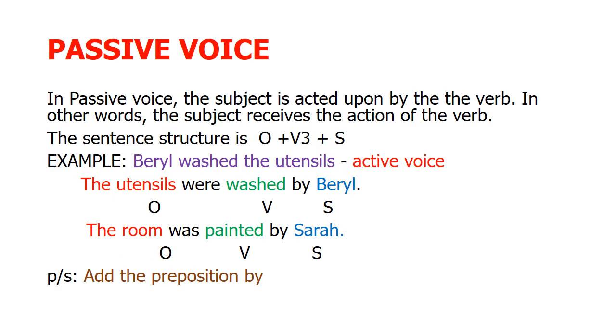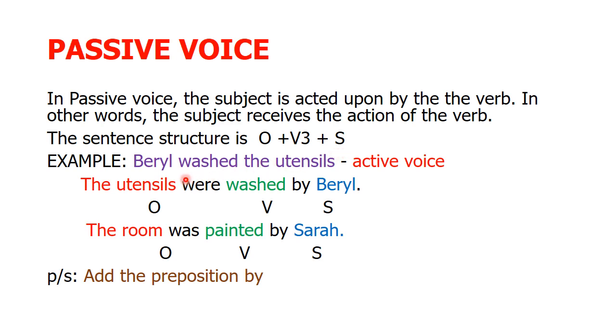Passive voice. In passive voice, it is the form of the verb in which the subject is affected by the action. In passive voice, the subject is acted upon by the verb. In other words, the subject receives the action of the verb. The structure of a sentence that is in passive voice is object followed by the third form of the verb, that is the verb in past participle form, and then followed by the subject.